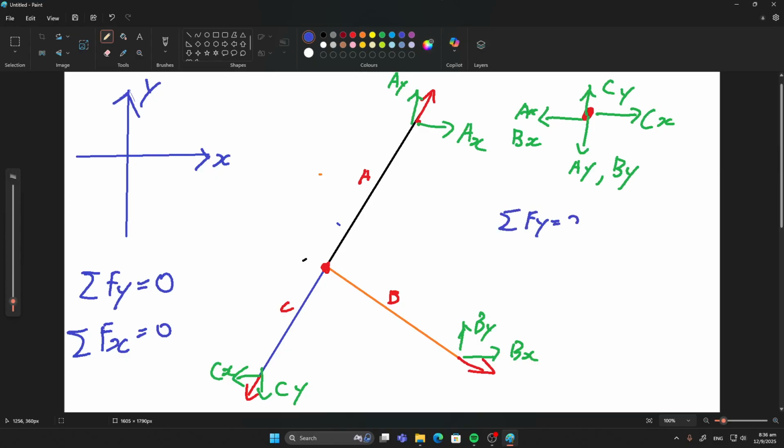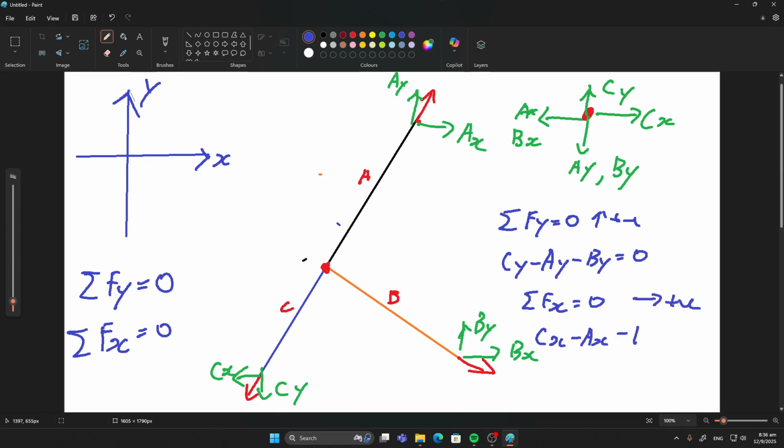Summation of y equals 0, upwards is positive, so we have Cy minus Ay minus By equals 0. Summation of x equals 0, we have Cy minus Ax minus Bx equals 0. Now let's take a look at bar A and bar C. They are collinear to each other. They are parallel to each other.